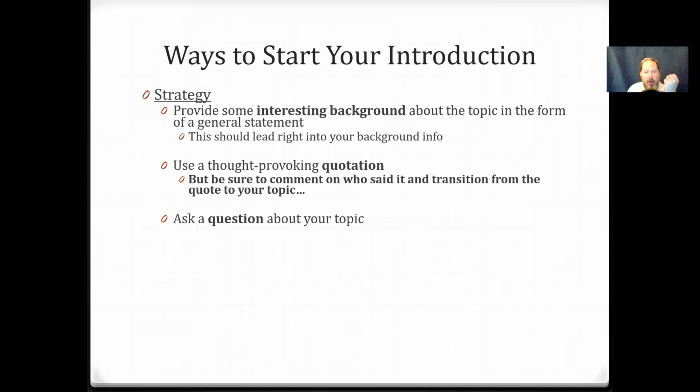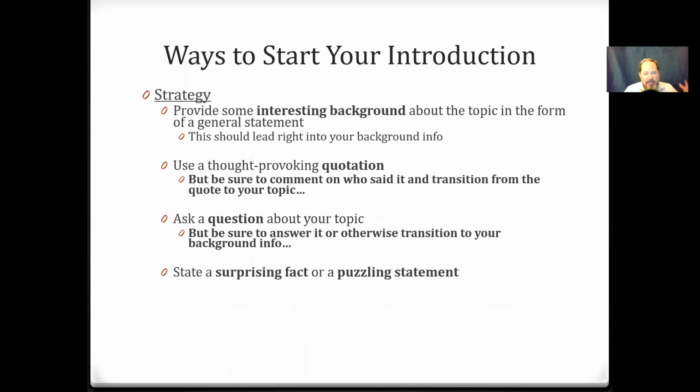Likewise, if you ask a question about your topic, a lot of students like to do this. Asking a question might draw in your readers because they feel like you're talking directly to them. But you can't just ask a question and then start talking about your topic and there's no connection between the two things. So be sure to maybe answer your question or otherwise transition to your topic and your background information, maybe by commenting on how this is a big question that's important to a certain debate, right?